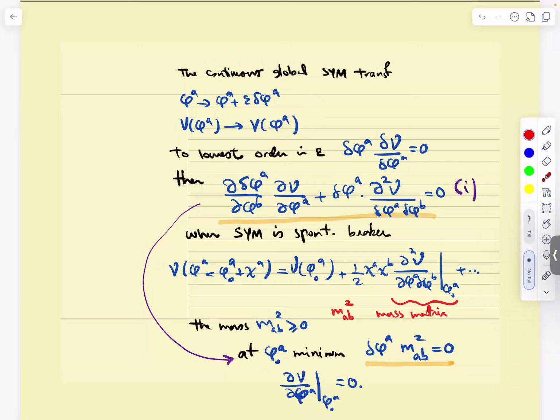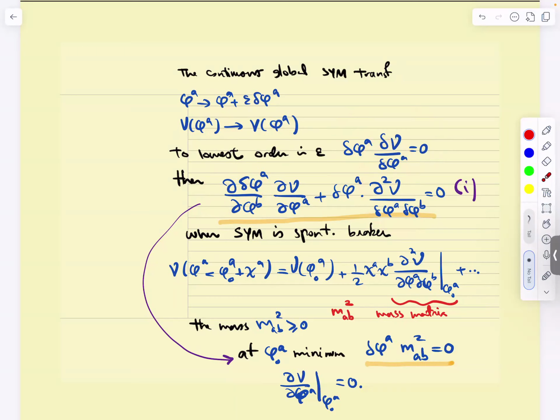It means that if you vary this with respect to delta phi, it should be 0. This is what it means that under this transformation you have a symmetry, right? Take a derivative with respect to phi b from this equation. There is this term, phi b, delta phi b acts on this term, and then delta phi b will act on this term. You could write it this way. All right. What is this? This is the mass matrix.